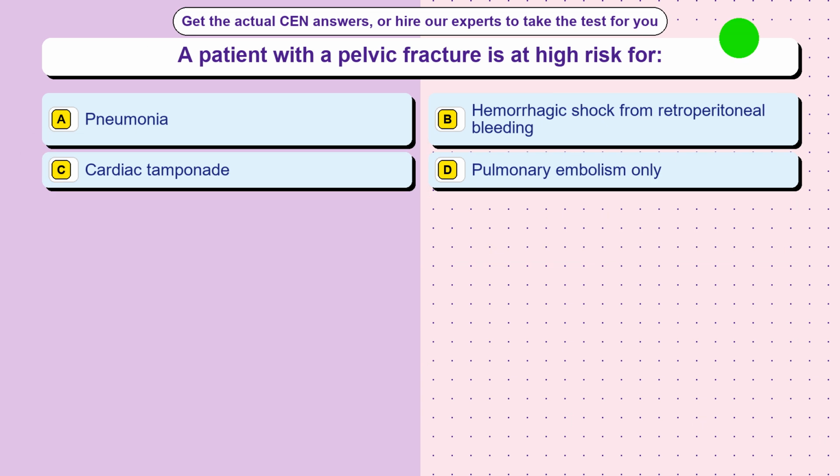Question 86. A patient with a pelvic fracture is at high risk for: Option A, pneumonia. Option B, hemorrhagic shock from retroperitoneal bleeding. Option C, cardiac tamponade. Option D, pulmonary embolism only.